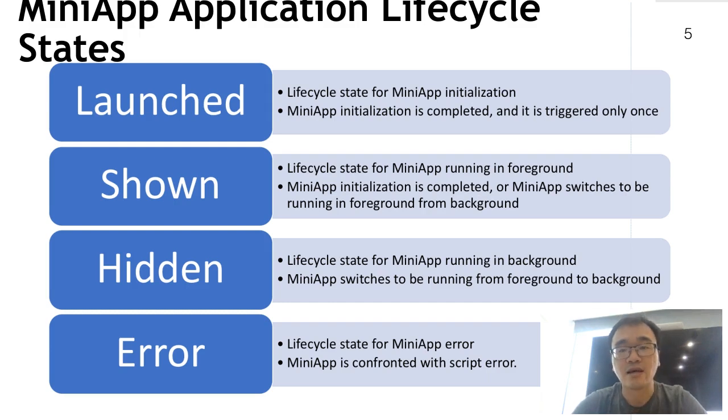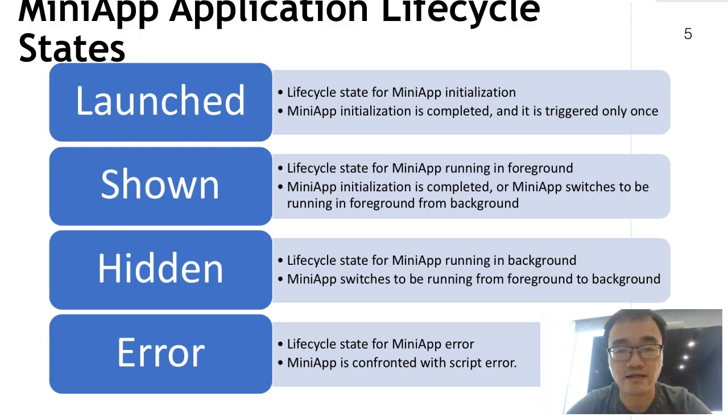So accordingly, we can have the corresponding 4 MiniApp application lifecycle states. And the first state is launched. It is the lifecycle state for the MiniApp initialization. And the MiniApp will enter this application lifecycle state once the MiniApp initialization is completed, and this state is triggered only once.